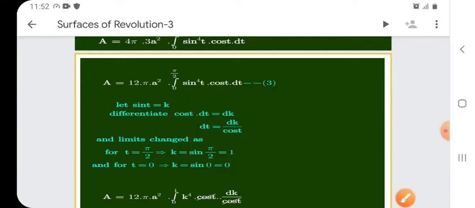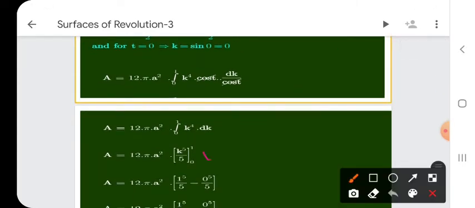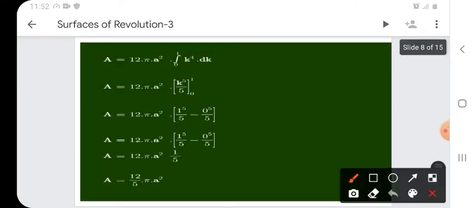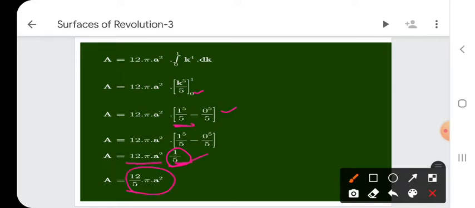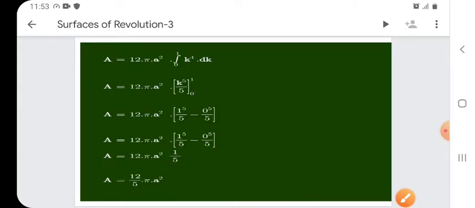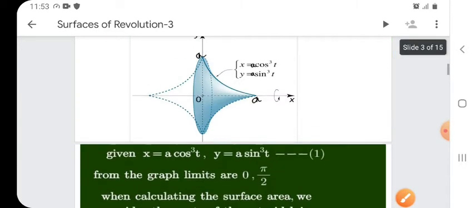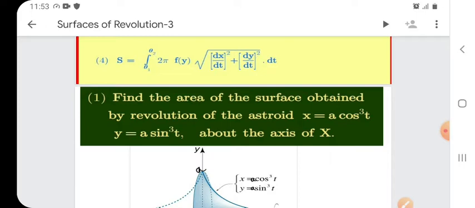Tell me, integration of k power 4 is k power 5 by 5, and limits are 0 to 1. Now I substitute limit 1 in k place. We get 1 power 5 by 5 minus, next substitute 0 in k place, 0 power 5 by 5. 1 power 5 by 5 means 1 by 5, minus 0, that is 1 by 5. That implies 12 pi a square into 1 by 5 equals 12 by 5 pi a square. This is the surface area of the given solid, the asteroid revolved about the x-axis.